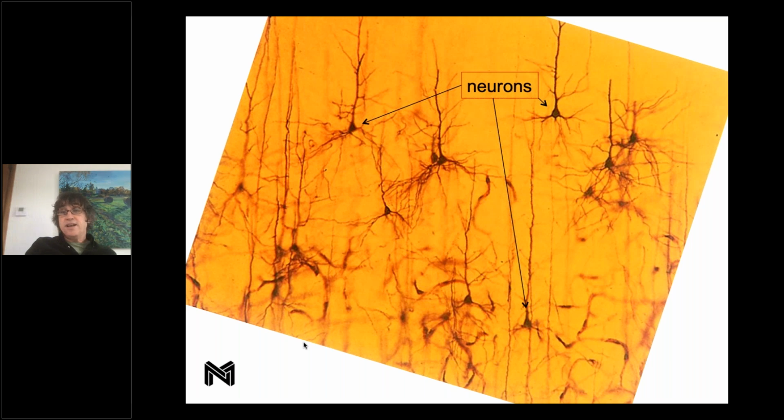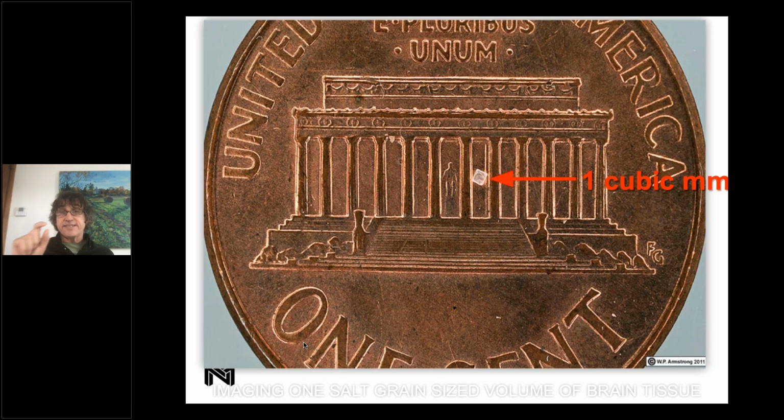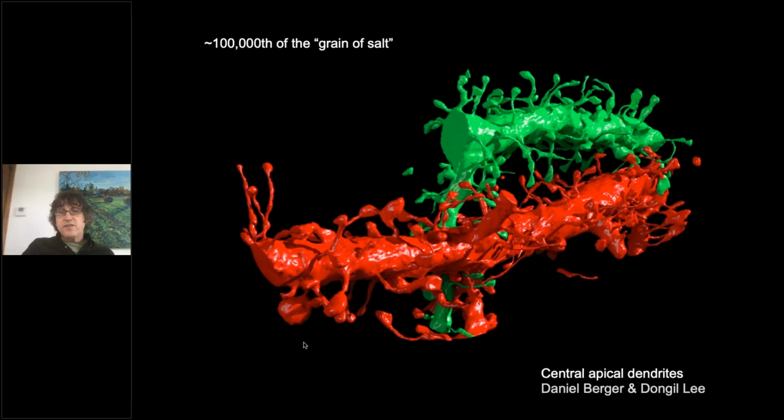Today, we know how to actually map neurons in a much more accurate way. What I'm showing you here is a penny, and on it is a little grain of salt. And here are two neurons that sit in a volume that is about 100,000th of that grain of salt. And what you see here are two apical dendrites in the brain. These are parts of the receptive piece of a neuron.